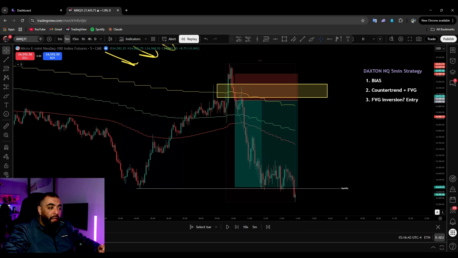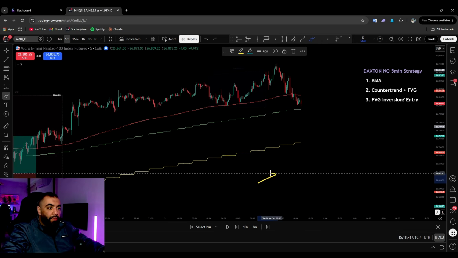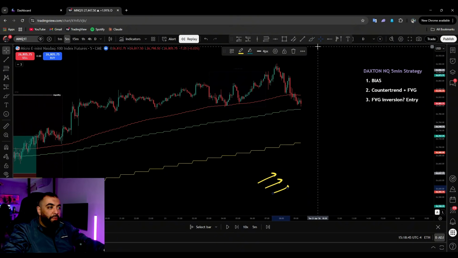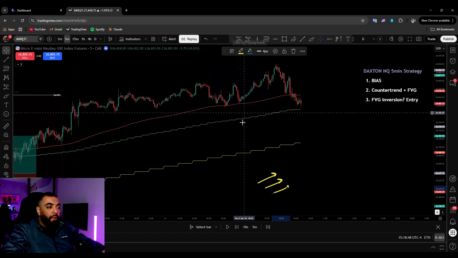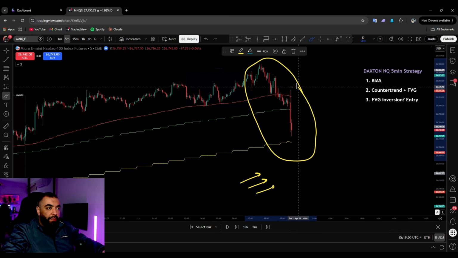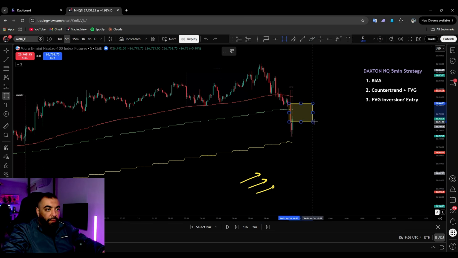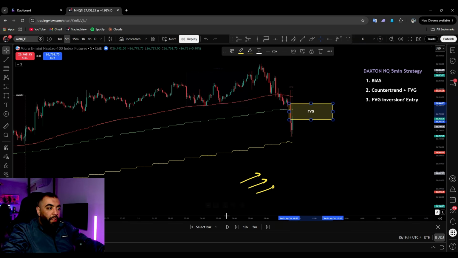Now I will give you the last example from this week and let's wrap this video up. Before market open, you can clearly see that the EMAs are stacked and pointing up. I will be only looking for longs. Let's play the price out and let's look for an FVG in this bearish counter trend. We can clearly see that we formed an FVG right here. Now we will be waiting for the price to inverse this FVG and we will be going long.